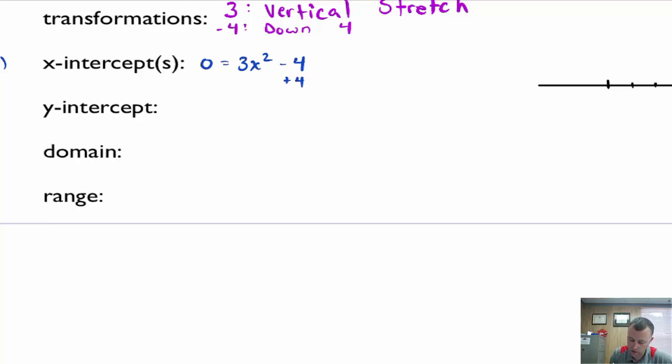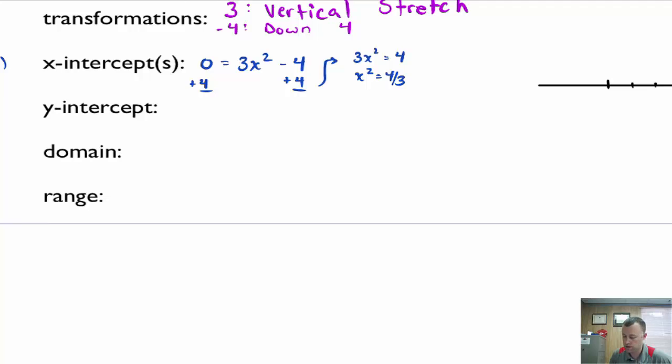I'm going to add 4 to both sides. This one doesn't take as long, although the answer will be kind of ugly. But we'll be fine. So this is going to be 3x squared equals 4. I just put the x squared on the left because I want to. I'll divide by 3. So x squared equals 4 thirds.